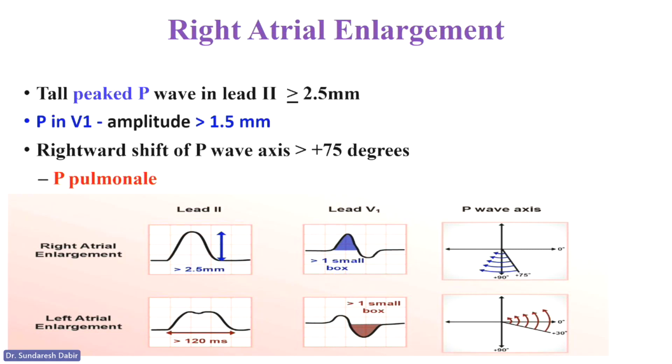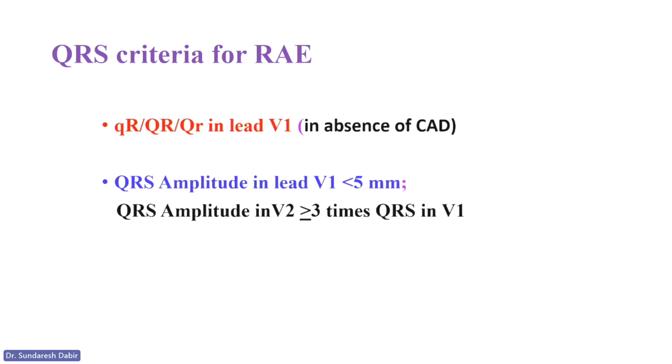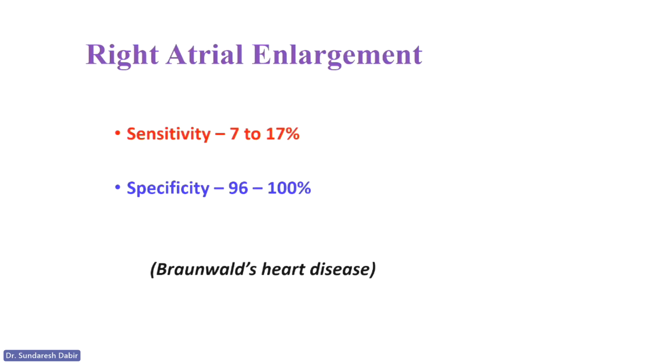Then the QRS criteria for right atrial enlargement: a QR pattern in lead V1 in the absence of cardiac disease and CAD, QRS amplitude in V1 less than 5 millimeter, and QRS amplitude in V2 more than 3 times the QRS in V1. The sensitivity for right atrial enlargement is very low, but specificity is very high, 96 to 100%, as given in Braunwald's Heart Disease.